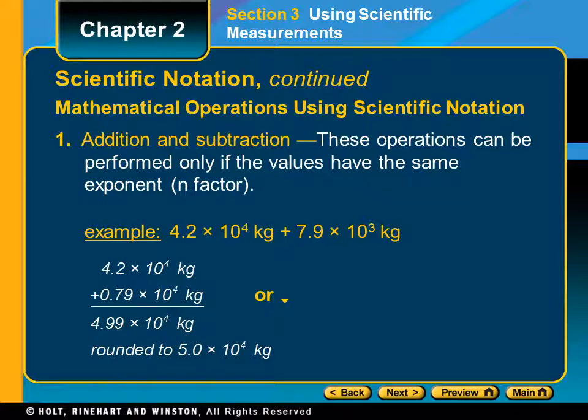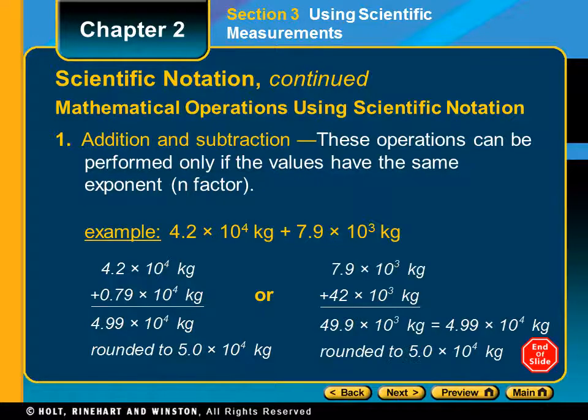You can convert everything so that it's times 10 to the 4, so that 7.9 times 10 to the 3 would be converted to 0.79 times 10 to the 4. Then you add and you round. Or you can make sure everything's 10 to the 3. So at this point, your 4.2 times 10 to the 4 is converted to 42 times 10 to the 3. You add, and then you put it back into scientific notation, and you round.